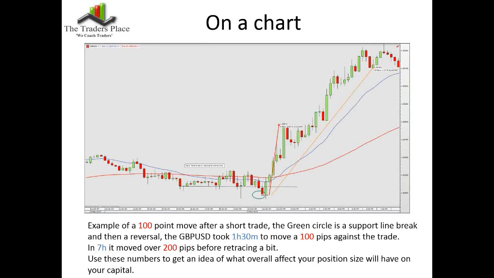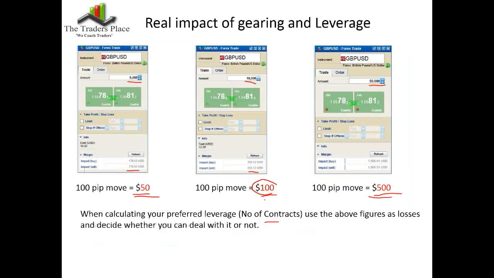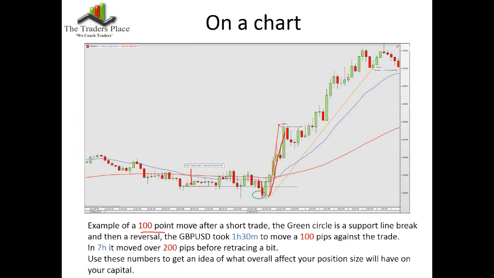It's just a 15-minute chart I took here to illustrate my point. And here's an example of a 100-point move after a short trade. So there's a short signal coming in there, and I just used the breakout. So once it broke below support, you go short. It's a valid trade, and the market goes immediately against you, and it does 100 points in 1.5 hours. So if you go back to these numbers, you figure out which one of those suits you the most in 1.5 hours worth of price movement.